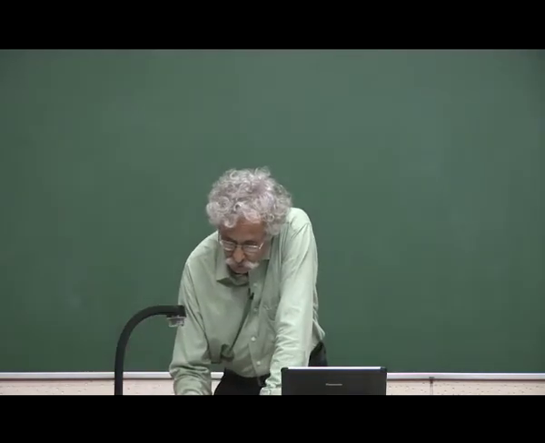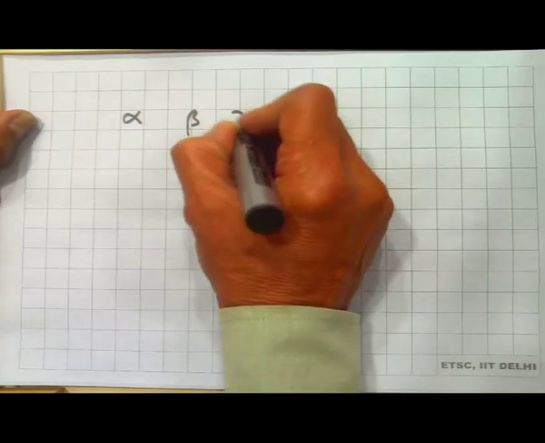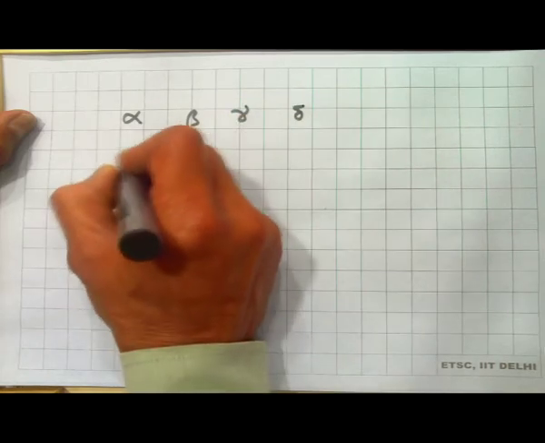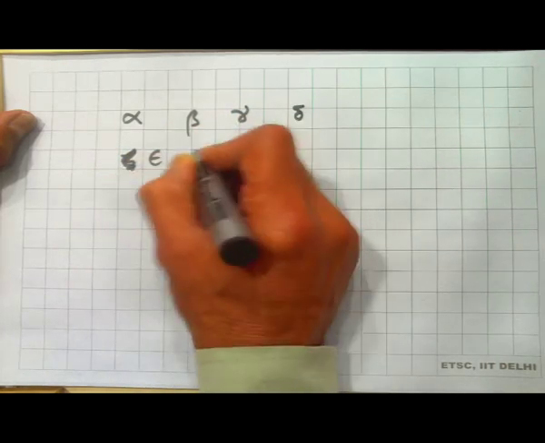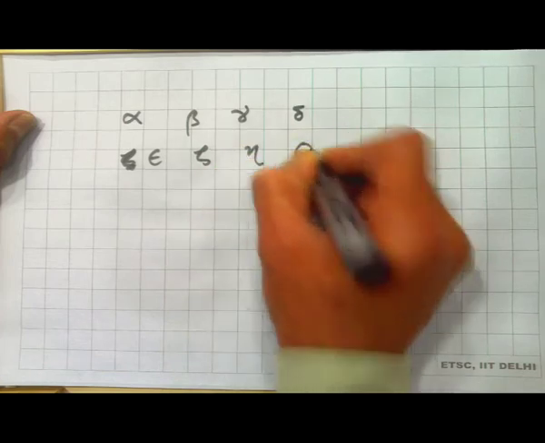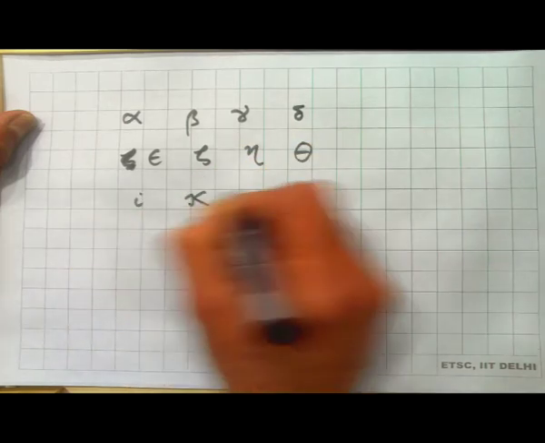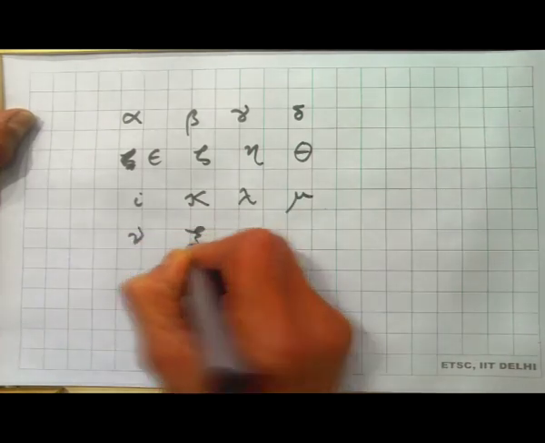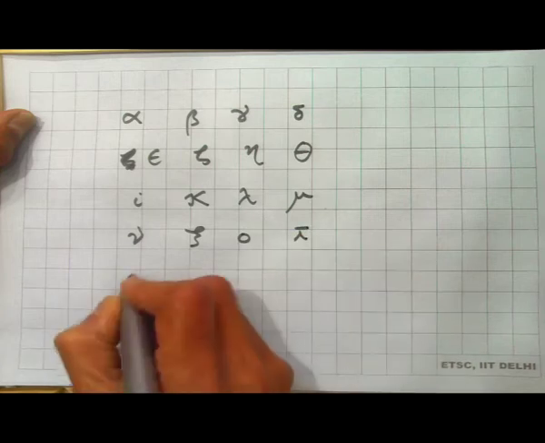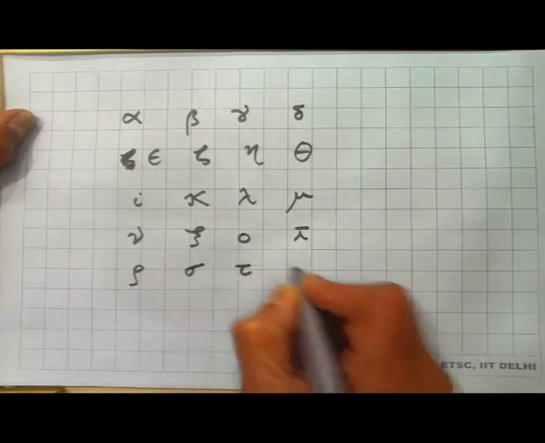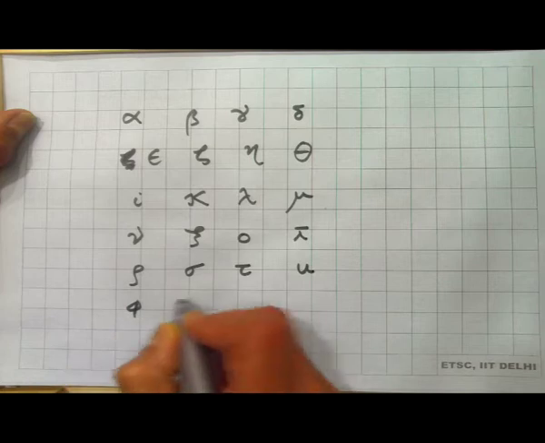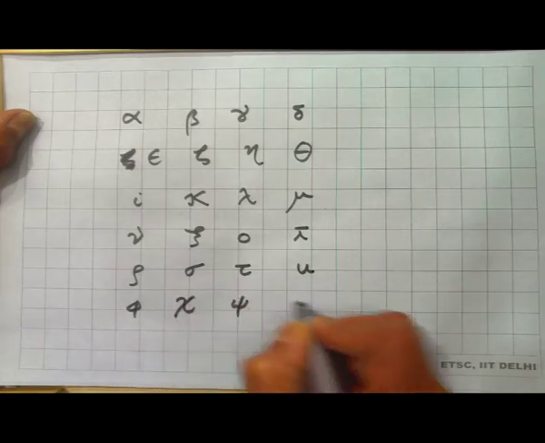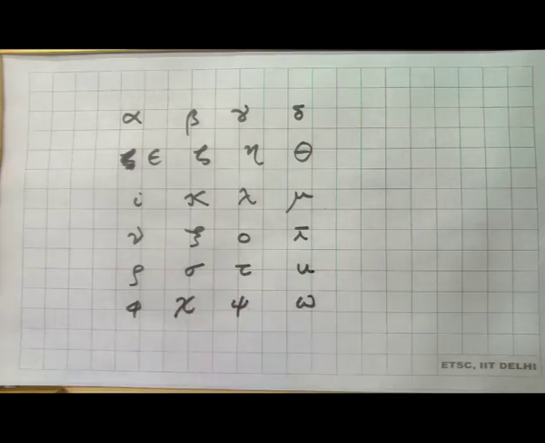So, these are alpha, beta, gamma, delta, epsilon, zeta, eta, theta, iota, kappa, lambda, mu, nu, xi, omicron, pi, rho, sigma, tau, upsilon, phi, chi, psi, omega. There are 24 Greek alphabets, and you will find the use of these in many situations.